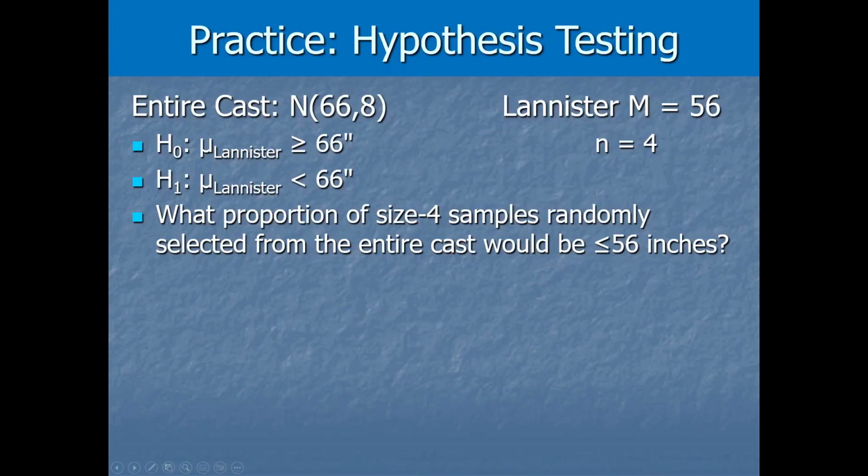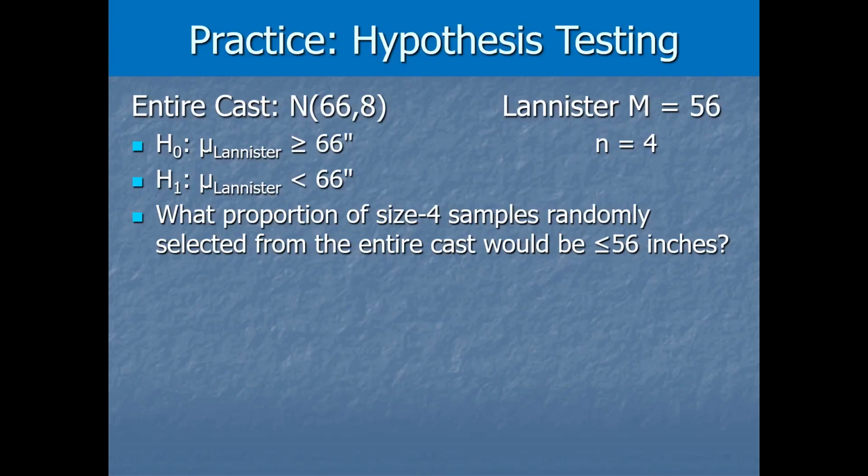So I put that in the top left here just so we remember it. I've also copied our hypotheses up there in the top left. And then what we're going to do is we're going to take a sample of size 4 by getting the height measurements of just 4 Lannisters. And we're going to average those 4 heights to get a sample mean. So a mean, an average across our sample of 4 people, might be a mean M of 56 inches.